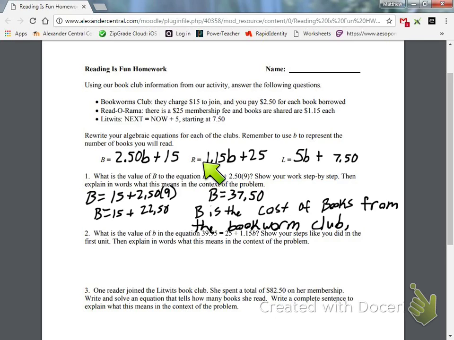What about over here? What do you think R is going to mean? Capital B is the cost of checking out books from the Bookworm Club. What's this capital R going to be? What about Readerama? How much it's going to cost, maybe? Good. The cost to check out books from the Readerama Club. What about this capital L over here? How much it's going to cost? Right. The cost from checking out books from the Litwit Club. That's all it's wanting you to see there, is the answers we're getting from these equations are going to be the cost of checking out books from individual clubs.